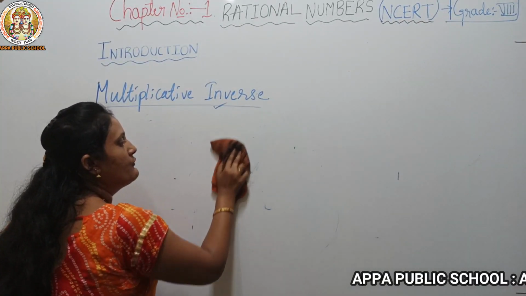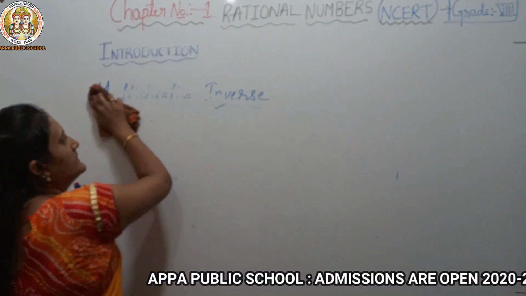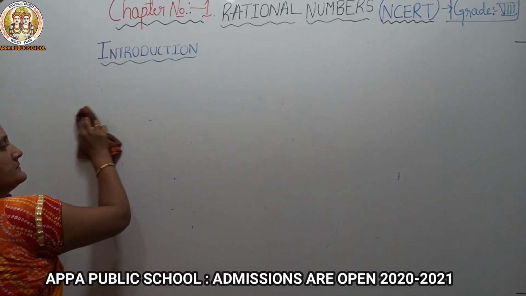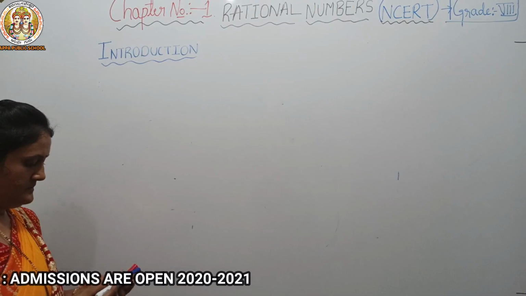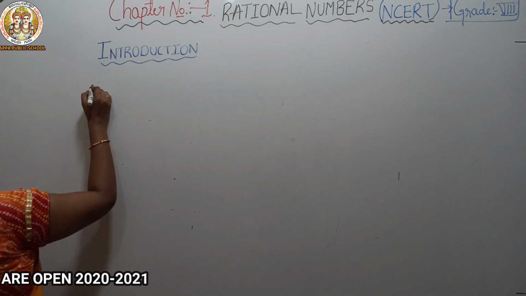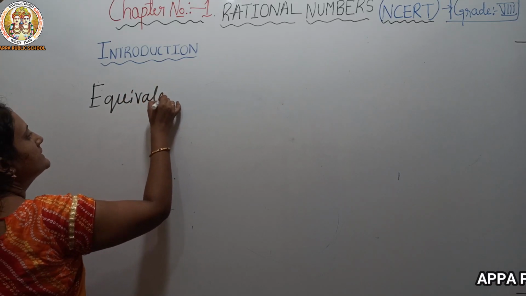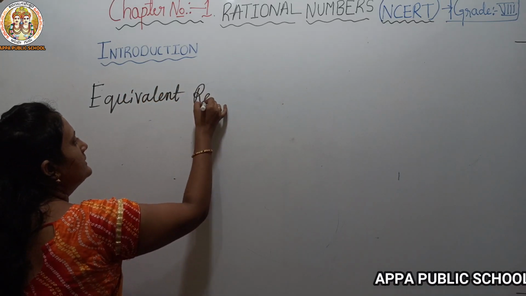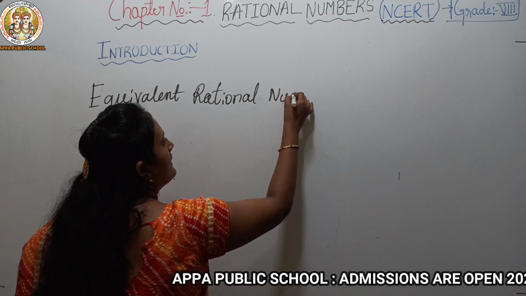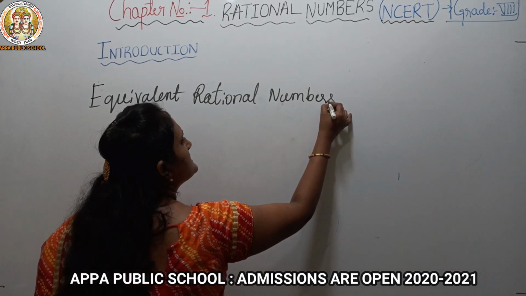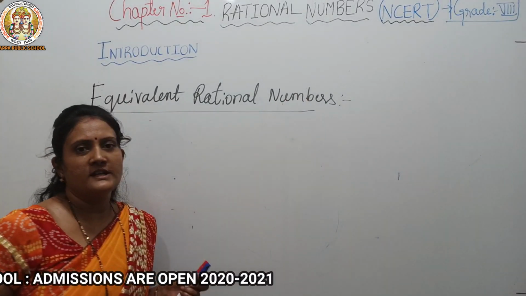What's that? Equivalent rational numbers. What does it mean? Equivalent rational number. What does it mean?